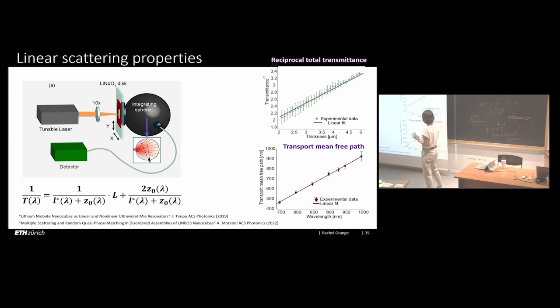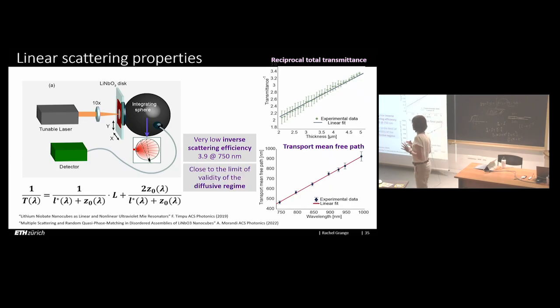Then when we measure the transport mean free path with a tunable laser source, what we can see is that we have a very low inverse scattering efficiency, so the kℓ is about 3.9 at 750 nanometers, really the lowest point here. What it means is that we are very close to the limit of validity of the diffusive regime in that kind of system, which is highly scattering, made of opaque 400 nanometer particles assembled randomly.